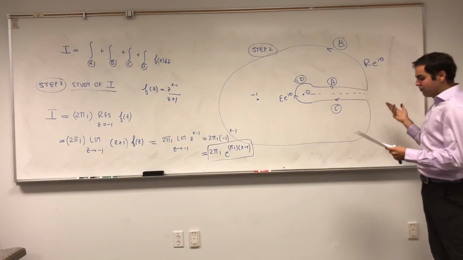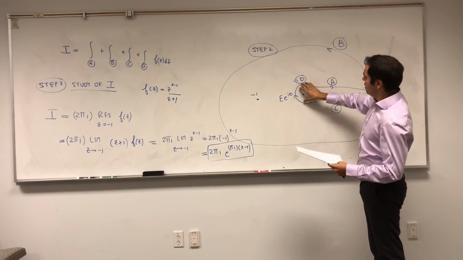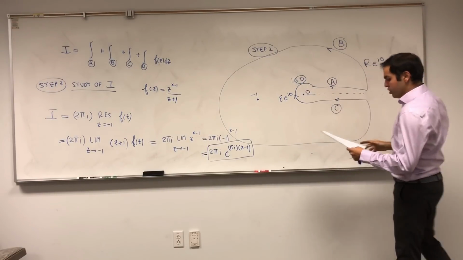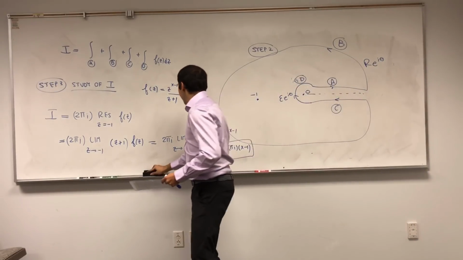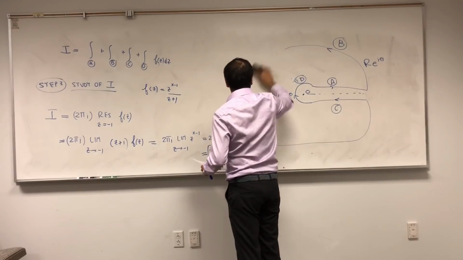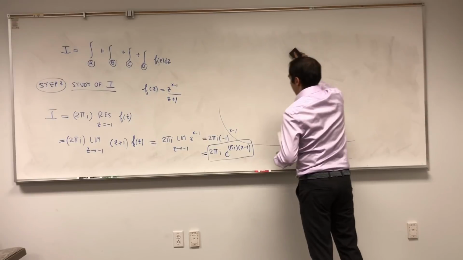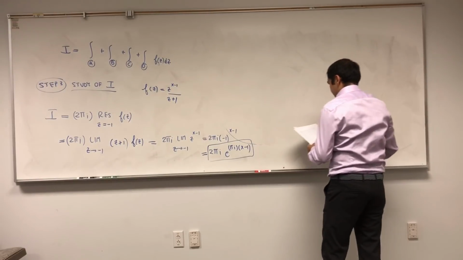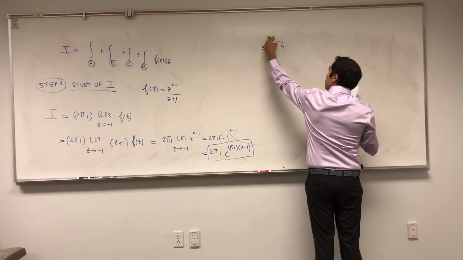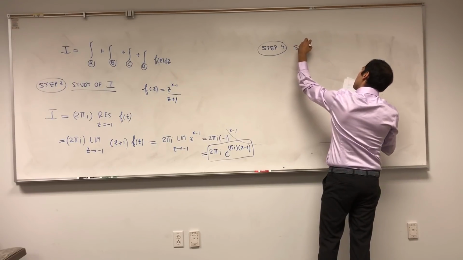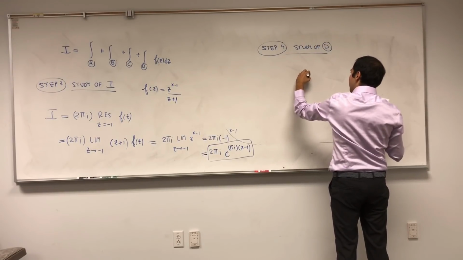Now let's do the easy parts first. So let's first do the small part and the huge part. Well, maybe now let's erase the picture and do something more explicit. So let's study D. Step 4, of D. Now D is this contour here, right?